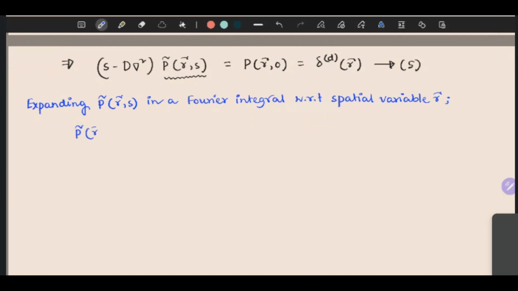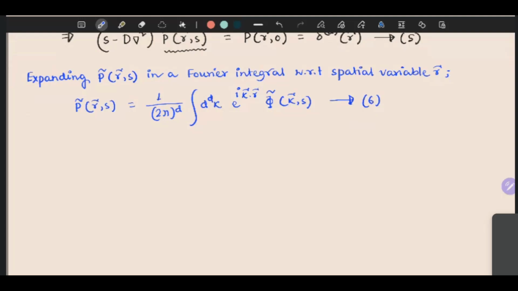Then we can write PRS is equal to, it's d dimensional, so there will be 2 pi to the power d, integration of ddk, e to the power I k dot r, phi ks. This is how you can expand anything in a Fourier integral. So if you do this, then k becomes r. That's it.